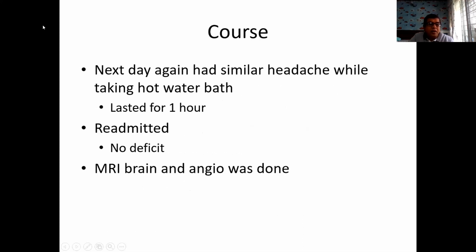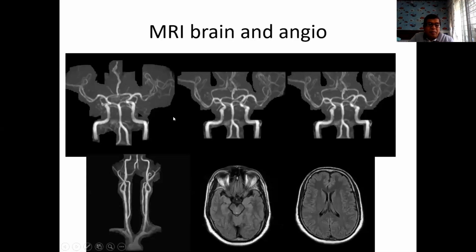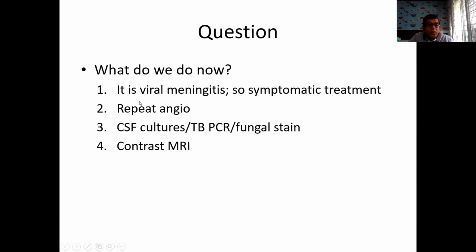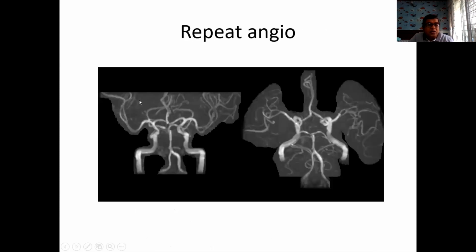His CT scan was normal, nothing. Next day again, while taking a hot water bath, he had a similar pain. So he had a severe pain while taking a hot water bath, which happened twice. So we did his MR angio, which was normal. MRI was normal, as well as the angio. In the hospital, he had nothing. The CSF showed no abnormalities except 15 cells and proteins of 83. So the question is, what do we do? What is the diagnosis in this man?